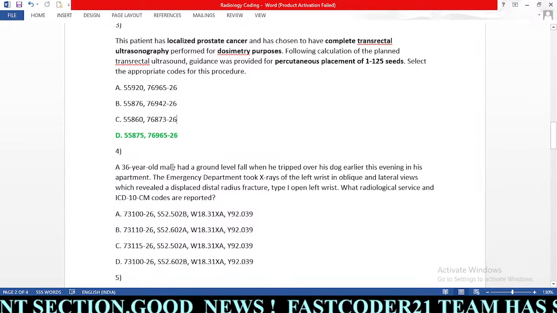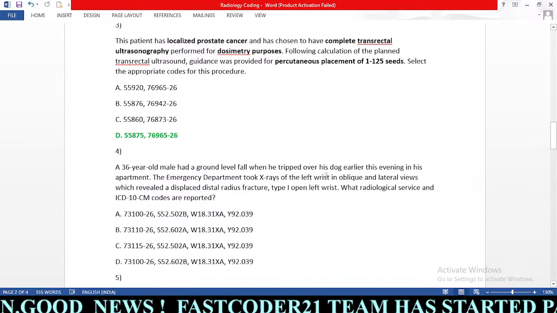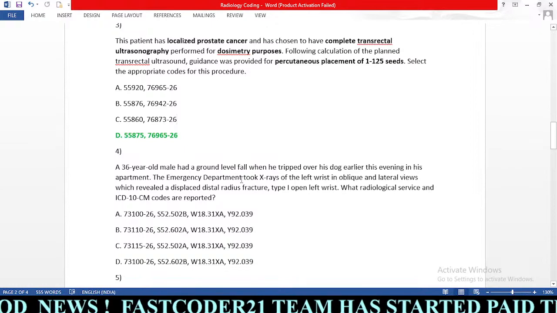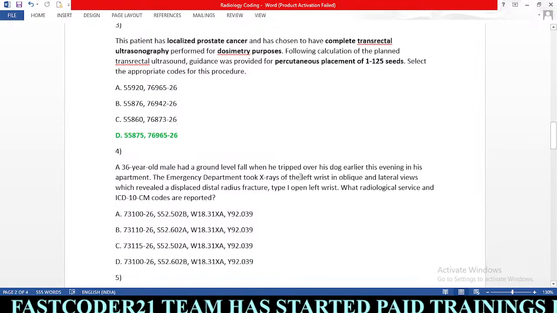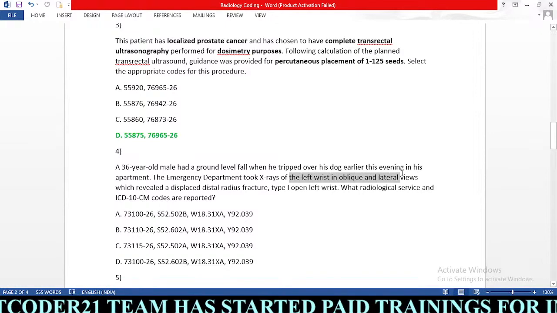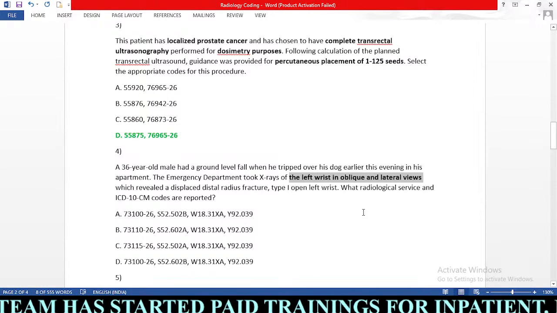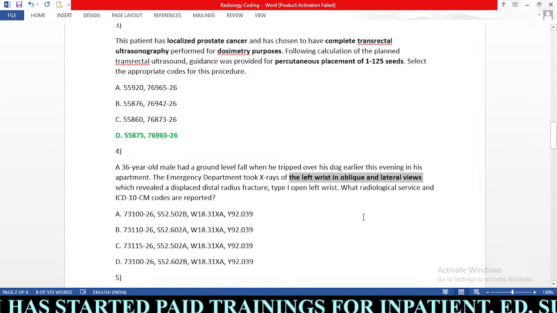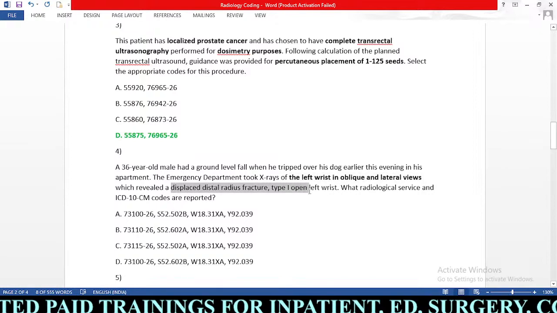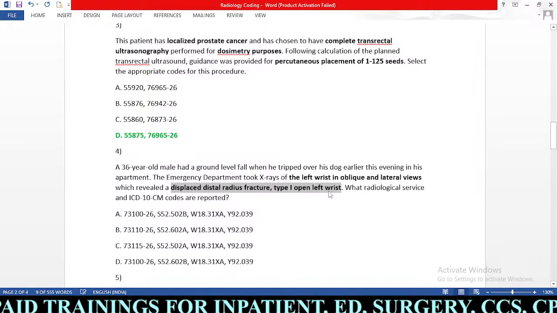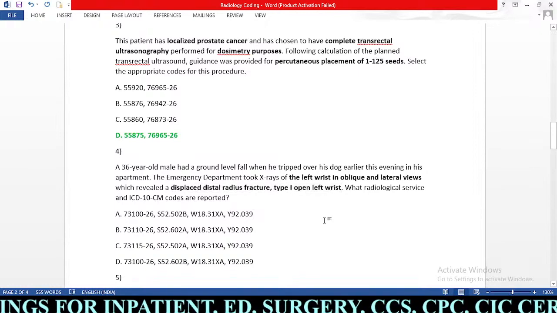A 36-year-old male had a ground level fall when he tripped over his dog earlier this evening in his apartment. The emergency department took X-ray of the left wrist in oblique and lateral views. So we have two views here which reveal a displaced distal radius fracture type 1 open left wrist. So as all of us know, we need to code for ICD as well as the CPT here. So as usual, we will try with CPT.